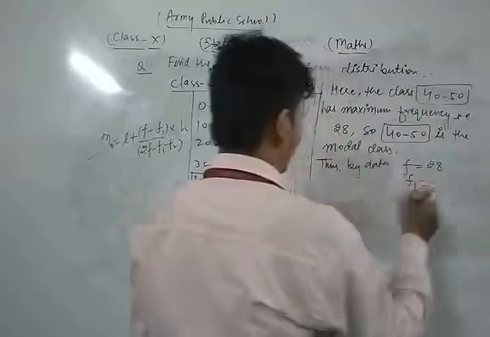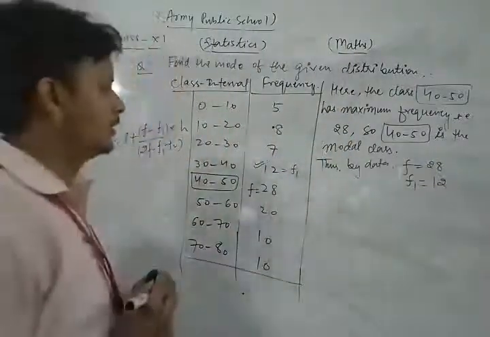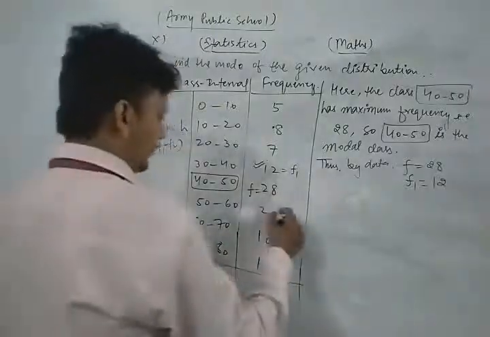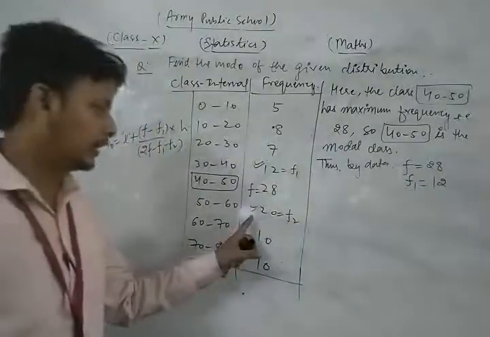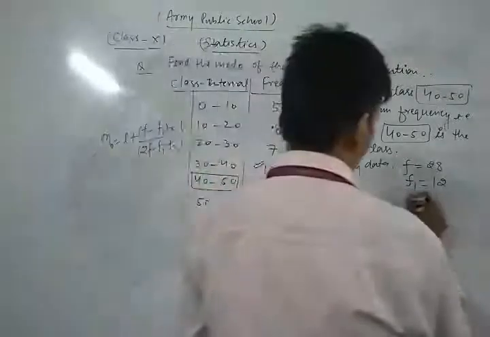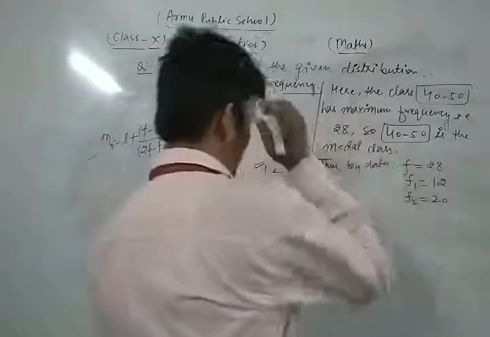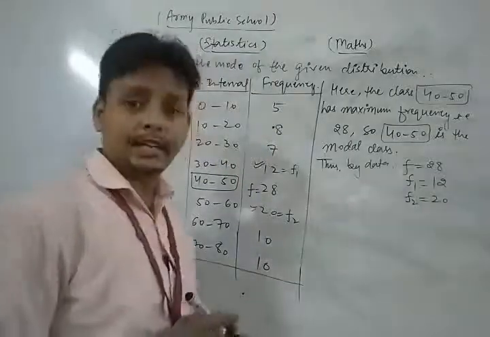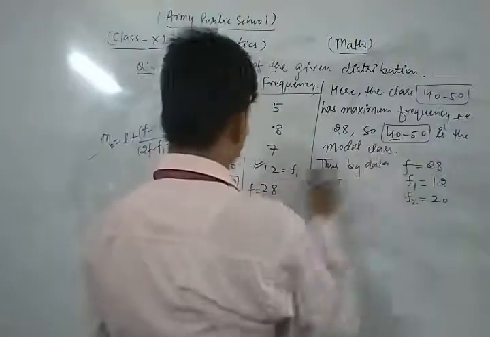This is f1, the frequency of the class just preceding the model class. Now this is f2, the frequency of the class just following the model class. f2 is 20. And L is the lower limit of the model class. The lower limit of the model class is 40.